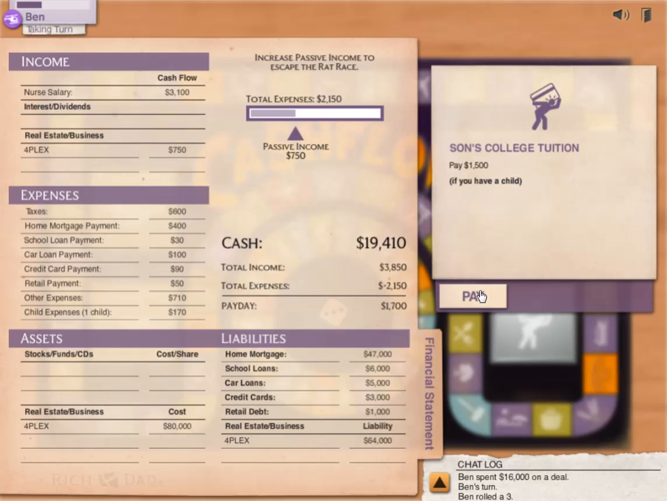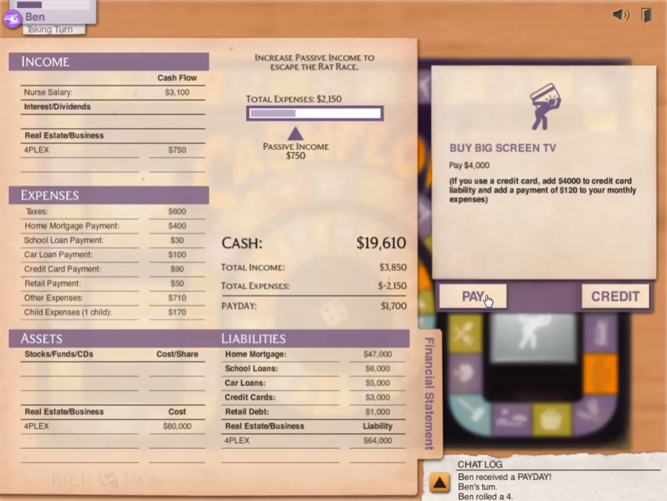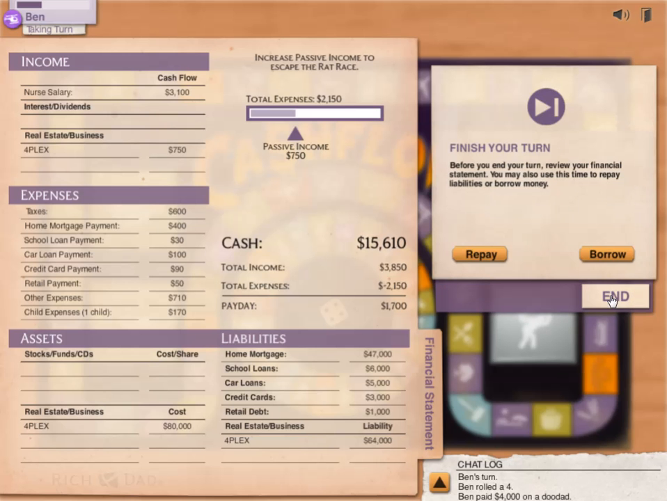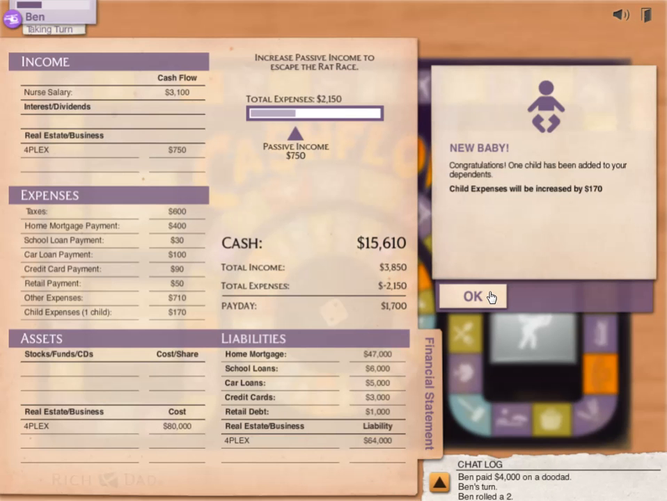Oh, don't worry about that. $1,500, no big deal. Got plenty of cash. Cash to splash. Let's roll again. It's all good. Another kid. Oh, it's all good.